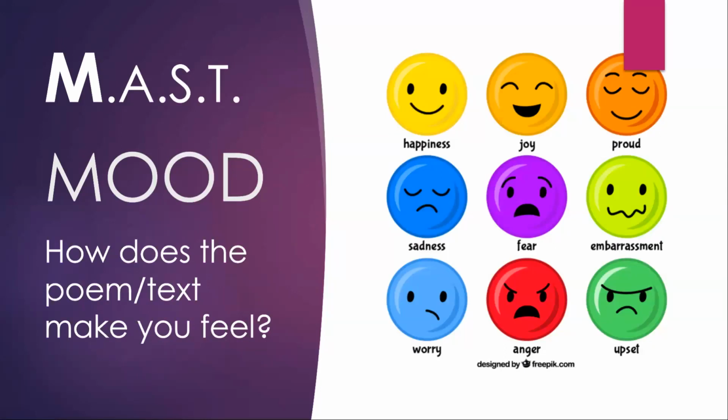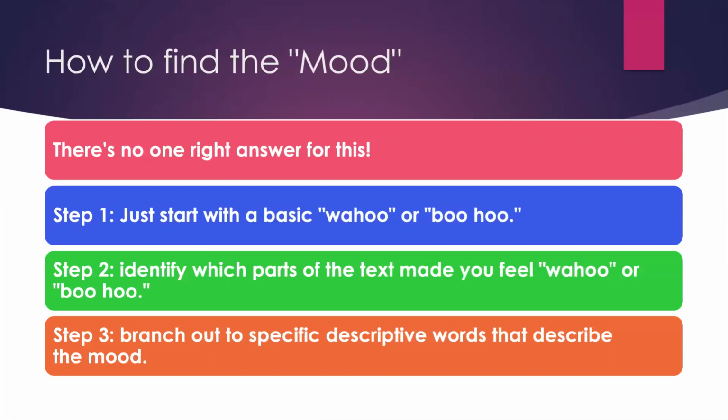So first, you're going to ask yourself, and this is the easiest way to get into a piece, there's no right or wrong answer to this: how does this text make you feel? And that's the mood. Some people confuse the mood with the tone of a piece, but the mood is how you feel. So there's no right answer to it. You just need to decide one of two things. It's a really binary option, right? Does this piece make me feel wahoo or boohoo?